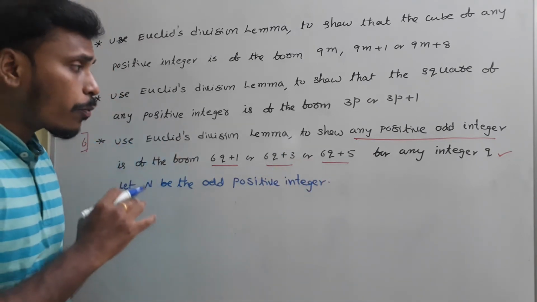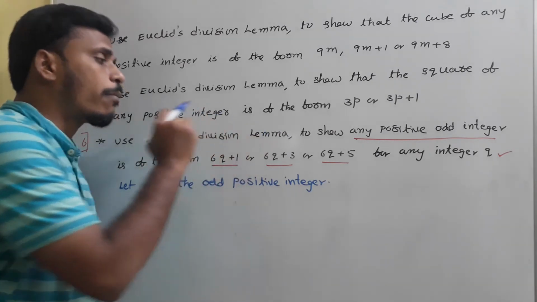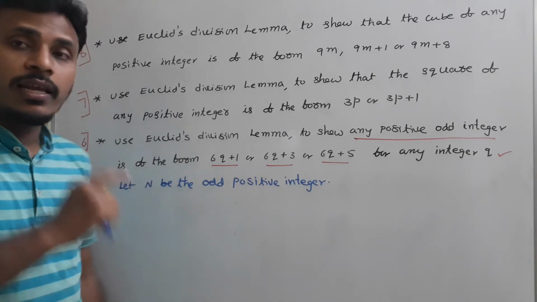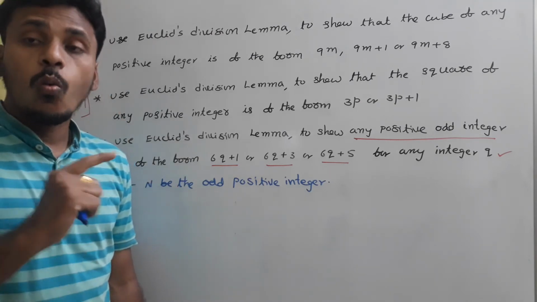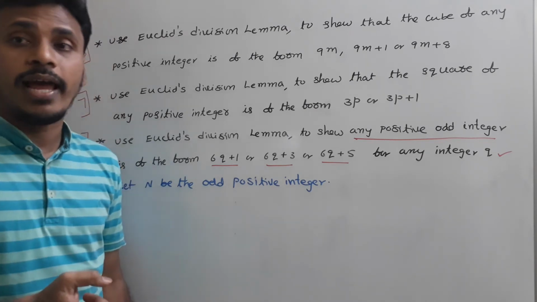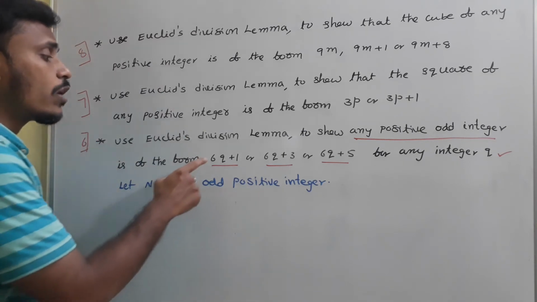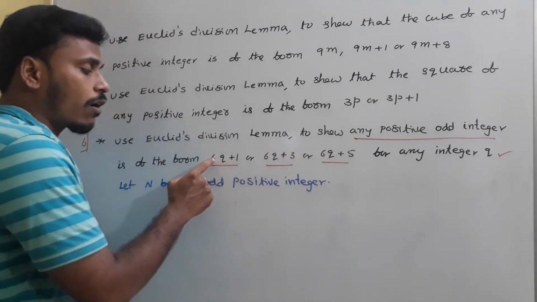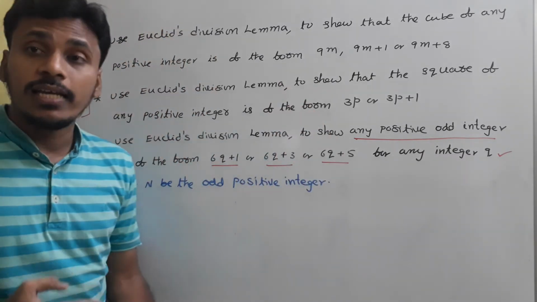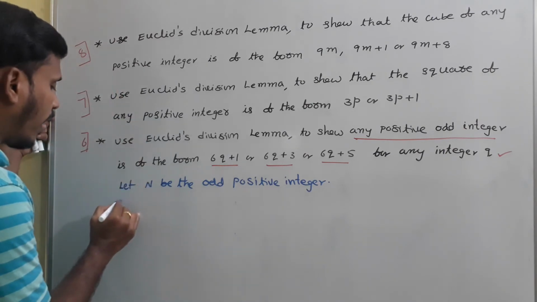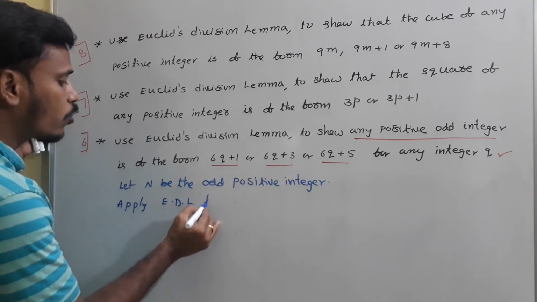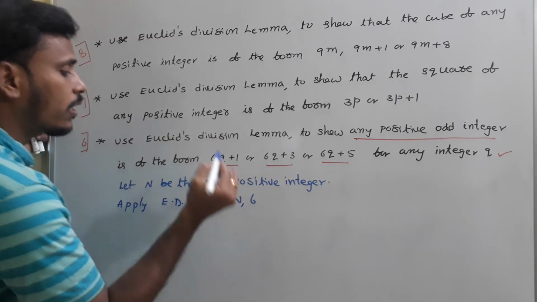N is an odd positive integer, and according to Euclid's division lemma we need to apply it for this number n along with some other number. What is that other number? Your skill depends on choosing it. Since we are going to show these numbers are of the form 6q plus 1, 6q plus 3, 6q plus 5, my idea is applying Euclid's division lemma for n comma 6. You just write the full form of Euclid's division lemma for the numbers n comma 6.